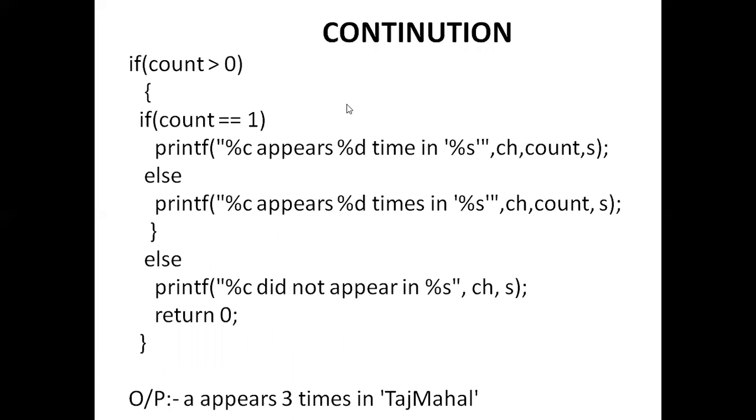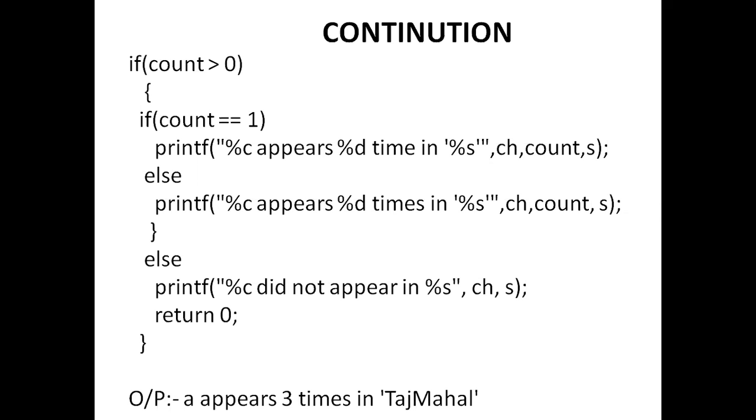So it is a continuation. If count is greater than 0, next, if count is equal to 1, printf "%c appears %d times in %s". So that will tell how many times the character a is there in the string Taj Mahal. Else printf "%c appears %d times in %s". It is also the same. If count is not equal to 1, then I will tell this many times. If count is more than 1, I will print, a appears 3 times.